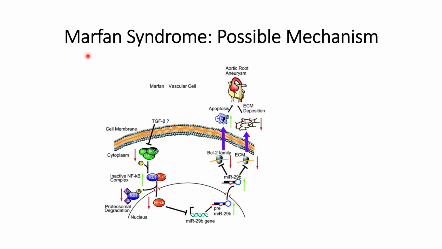In this video, we will discuss Marfan syndrome and the possible mechanism behind it. Before proceeding further, let us understand what Marfan syndrome means, or what kind of diseases might occur because of it. Marfan syndrome can lead to conditions such as abnormal extension of certain parts of the body, such as legs, arms, etc.